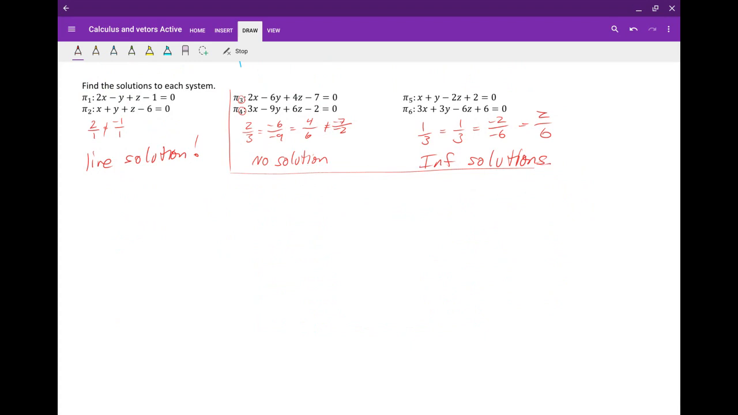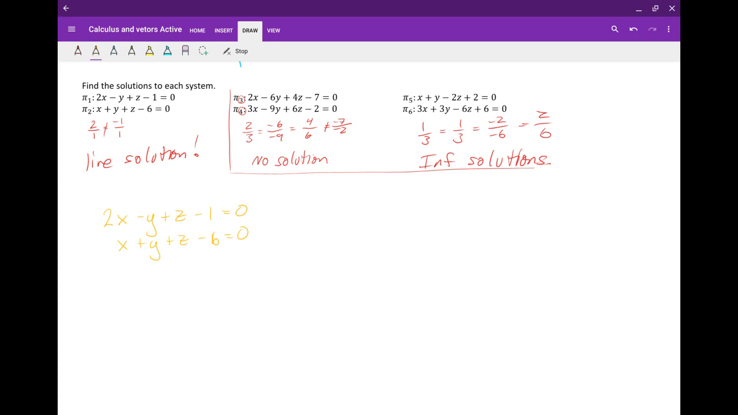All right, so now the question is, how do I find that line solution? I'll use all of this area to find that line solution, okay? First thing I do is I write my planes on top of each other. Okay, and then I write x plus y plus z minus 6 equals 0.